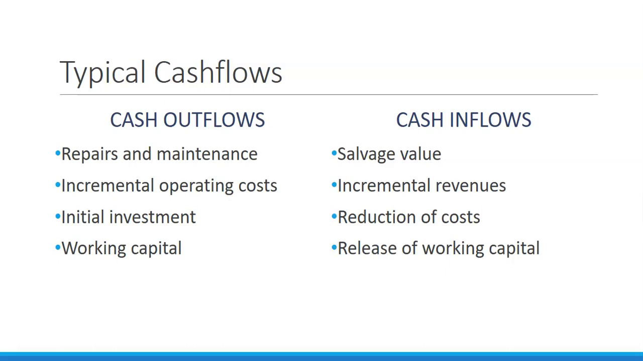Different cash inflows are any increased revenues from taking this position, reduction of cost. Maybe the machine we're looking at buying is more efficient than a machine that we had before and we're going to save money because of that. So we have a reduction of cost. The salvage value at the end of its useful life, and then the release of working capital if we have working capital tied up as part of the process.